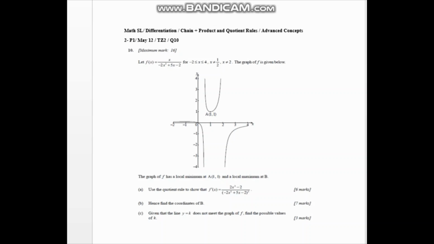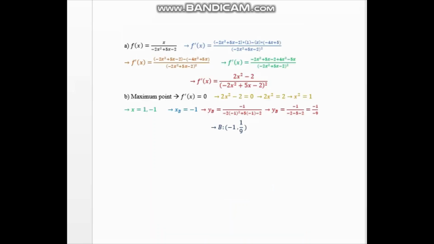So for question A, we are required to use the quotient rule to differentiate this function, showing that the final result has to look like this. Now let's walk through the steps of how to do that really quickly. Here is my original function in black. I first use the quotient rule, vu dash, so there is my vu dash minus u v dash over v squared.